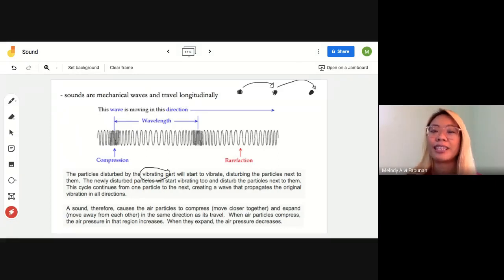So kung meron kayong slinky sa bahay, are you familiar with slinkies? Taas ang kamay, sino ang may slinky or alam kung ano ang slinky?